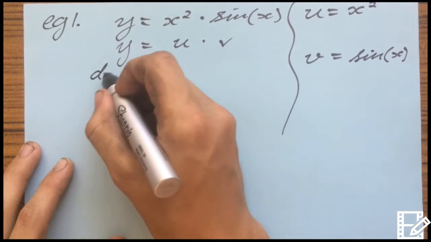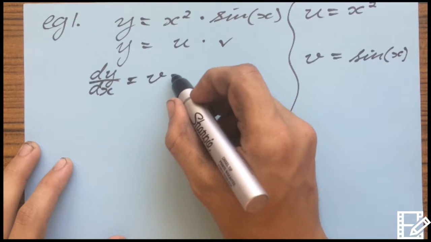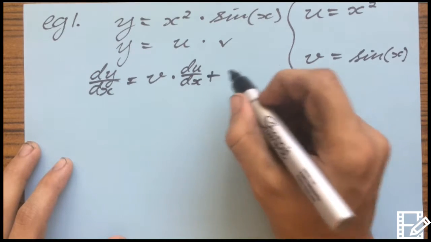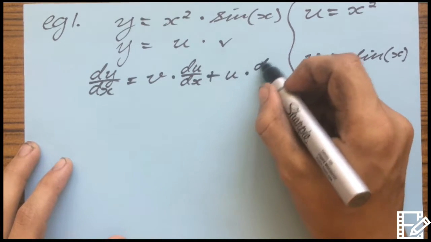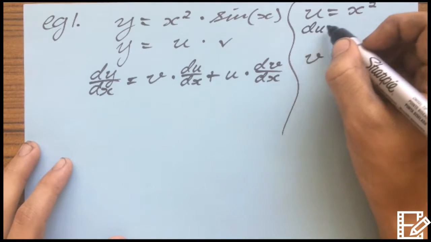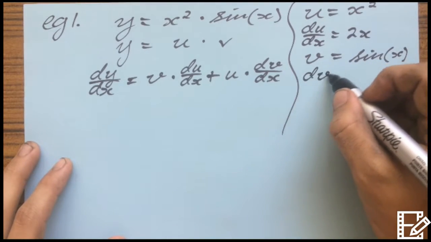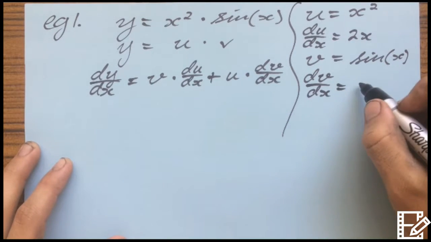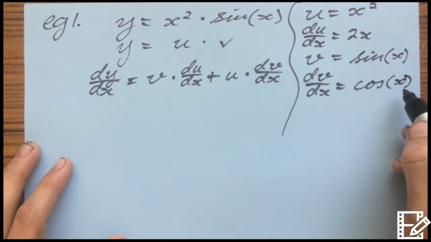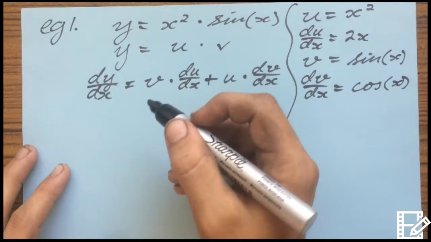Now, the derivative is v multiplied by du dx plus u multiplied by dv dx. So we find du, the derivative of u with respect to x, and we find the derivative of v with respect to x, cos x, because the derivative of sine x is cos x, and the derivative of x squared is 2x. So we just fill it in.